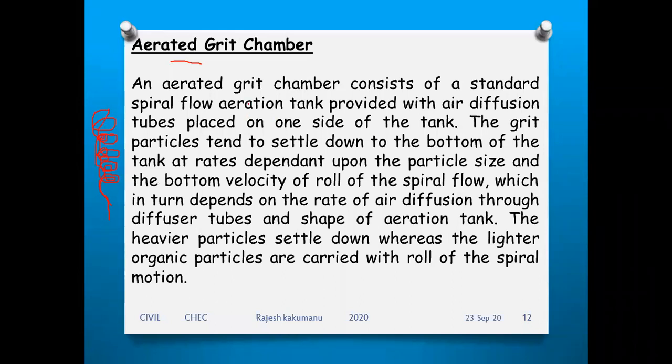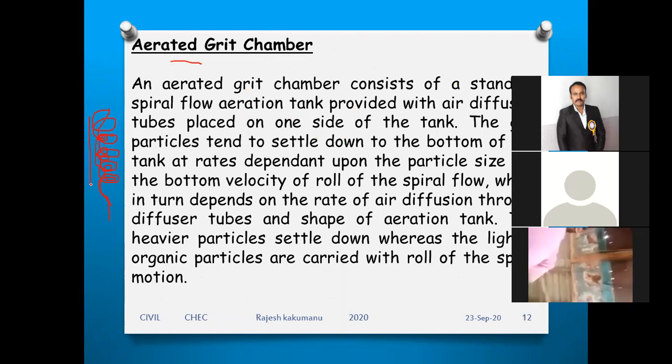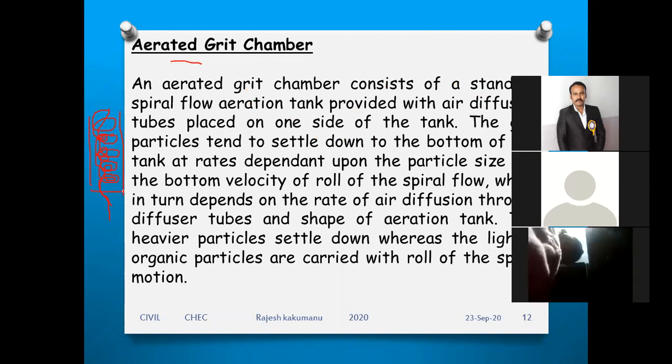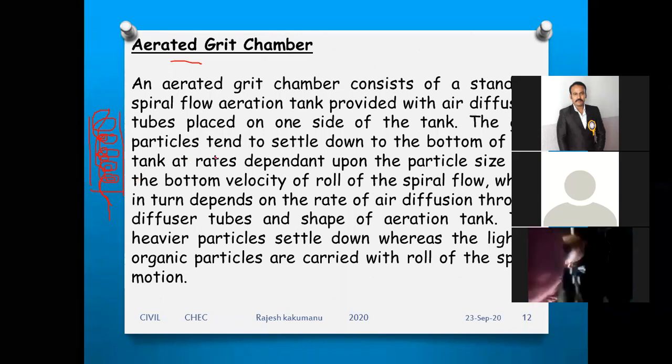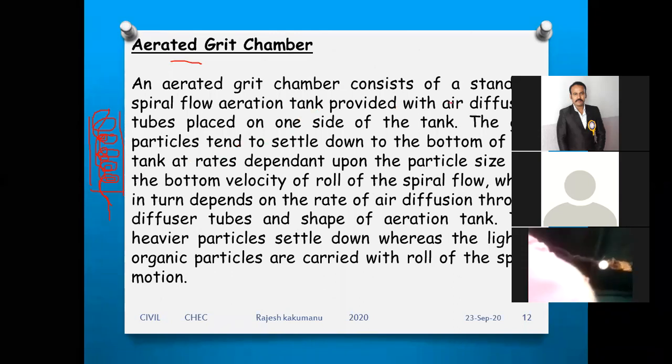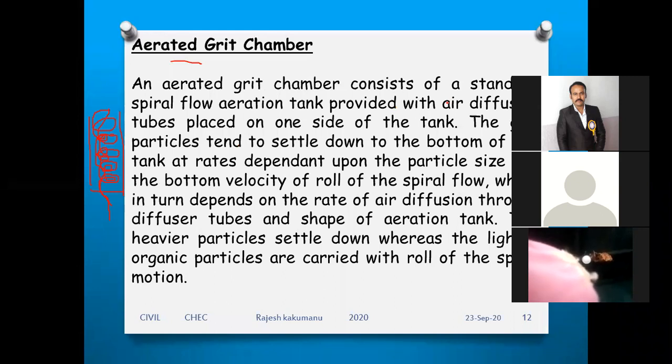So the aerated grit chamber consists of a standard spiral flow aeration tank provided with air diffusion tubes placed on one side of the tank. This whole spiral tube is in an enclosure. One big enclosure, right? An enclosure is like a cage. Whenever it is in the cage, what happens? It has the air diffusers. So air ventilation is at one position in this chamber.